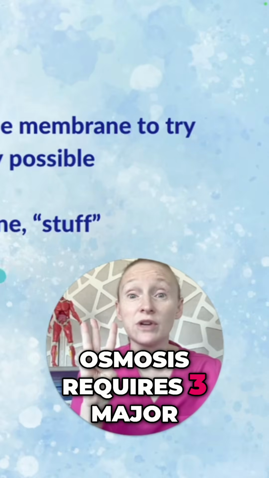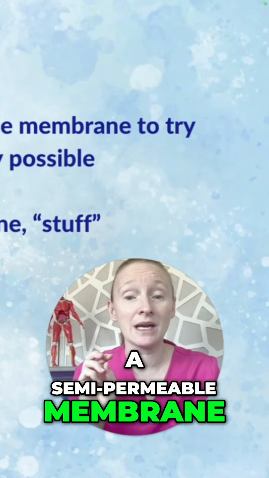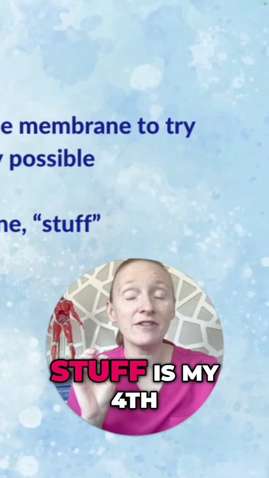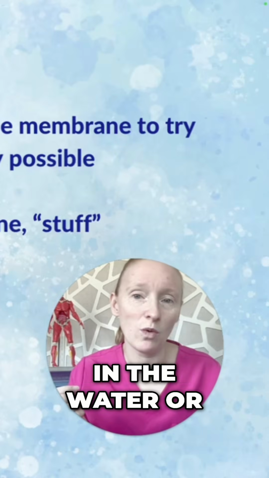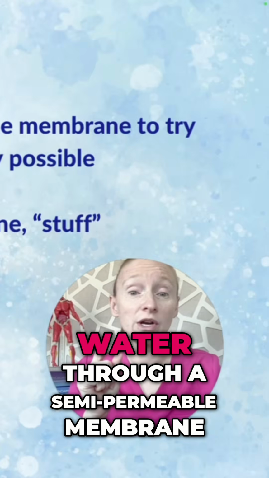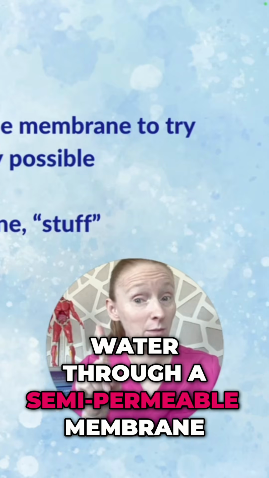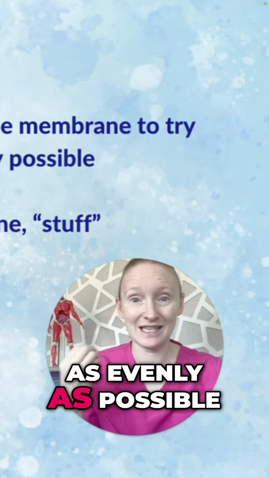Osmosis requires 3 major players: water, a semi-permeable membrane, and stuff. Stuff is my 4th grade definition for anything that might be dissolved in the water or in some way influencing the water. It's the movement of water through a semi-permeable membrane, trying to dilute stuff as evenly as possible.